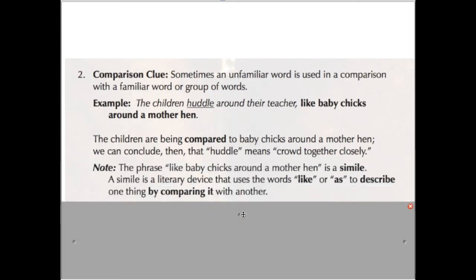The phrase like baby chicks around a mother hen is a simile. A simile is a literary device that uses the word like or as to describe one thing by comparing it to another. So here's a good example of why we study similes and metaphors. They can help us to infer what those new words might mean.